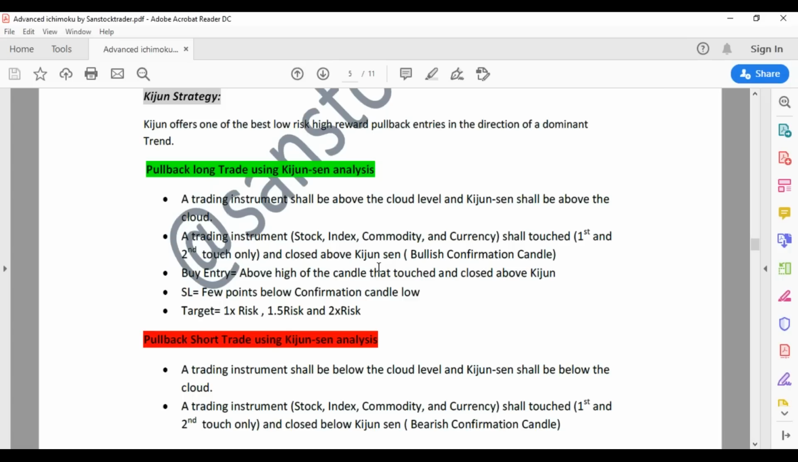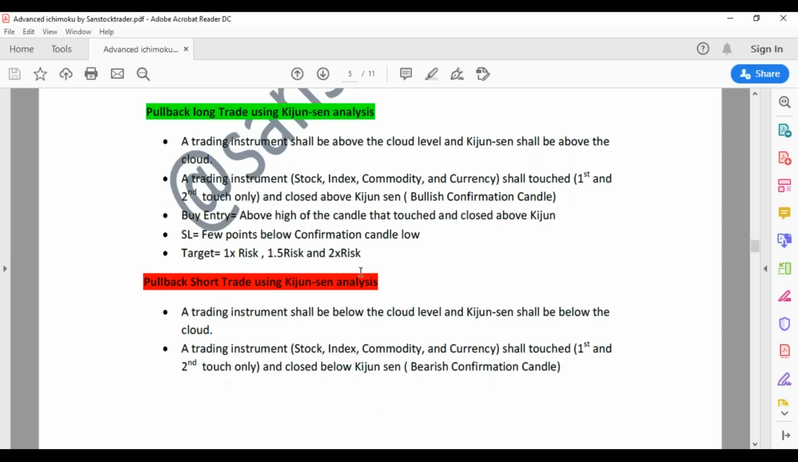So what happened here? I'm looking for a bullish trend. I want to use a small correction in a bullish trend to enter into the stock, or let's say an instrument. Buy entry is above the high of the candle that touches and closes above the Kijun. So here the stock or commodity should not only touch the Kijun, but it should also close above it. It means I need a bullish candle on Kijun-sen, and above the high of that bullish candle we will go long.